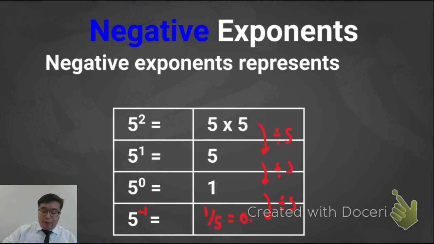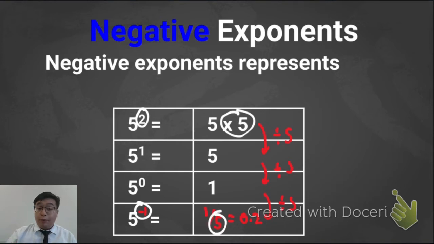that's going to equal 0.2. Notice how when I have a positive exponent, I'm repeatedly multiplying, and when I have a negative exponent, this 5 is now on the bottom of the fraction. And when I have a number on the bottom of the fraction, that means to divide. So negative exponent represents repeated division.